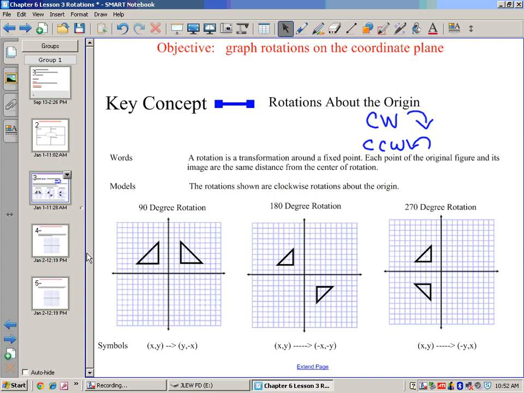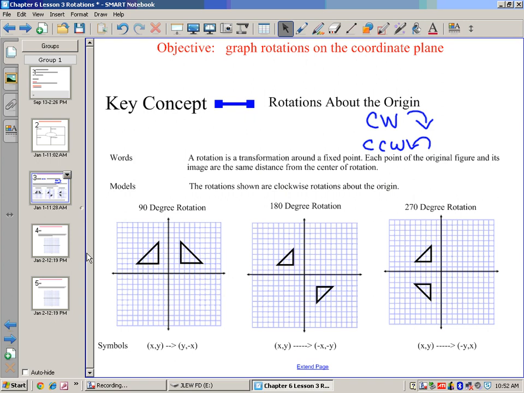Okay, so look at our 90-degree rotation. It's rotated 90 degrees clockwise. And look at the symbol. When we're rotating from the center, from the origin, our symbols are (x, y) becomes (y, negative x). These symbols, you can only use them when our fixed point is the origin, not a vertice, but the origin.